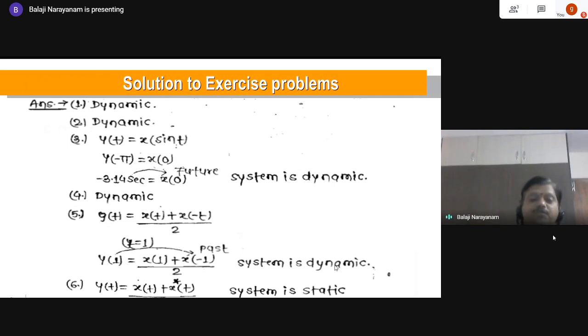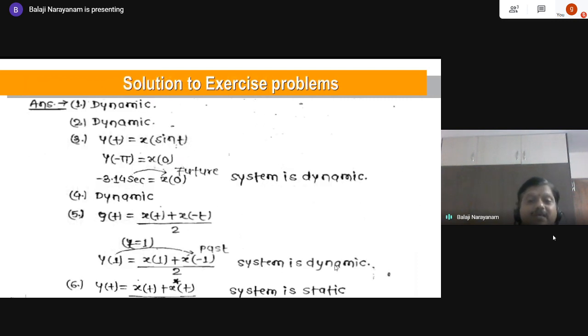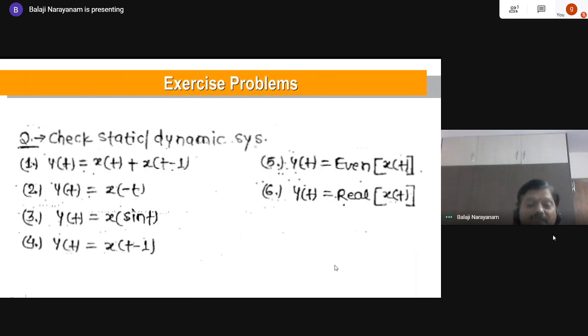Right. Now, the first one, whether it is a static or a dynamic one. You observe that for y of t, the output depends on the present as well as the previous value. Previous value means you need to store that previous value, so there is a requirement for memory. So it is dynamic in nature. Now come to the second question, y of t is equal to x of minus t. Again it is the case of a dynamic system, as there is a requirement for memory, since the present output depends on the past input values.